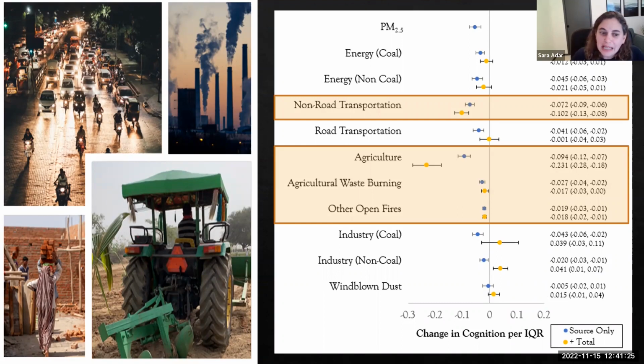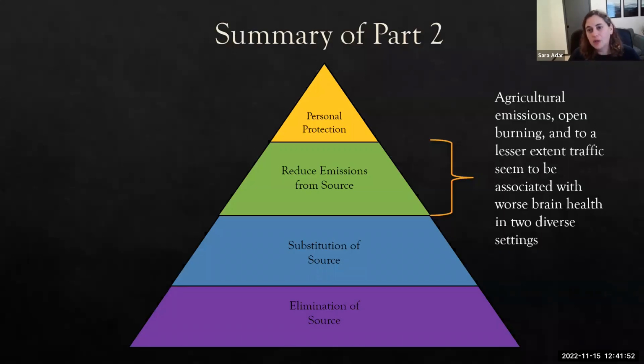When we put them into models together, so again, adjusting for total PM mass from all other sources, we're again seeing that agricultural waste burning, so that's like the crop stubble that they burn, and open fires are still one of the stronger associations with poor cognition. Here we see a bit more showing up for non-road transportation, again, maybe the suggestion of things with energy coal, but it's kind of interesting that we're still seeing pretty similar associations there, both for agriculture emissions, again, open burning, and perhaps to a lesser extent, traffic associated with worse brain health in these two very diverse settings.